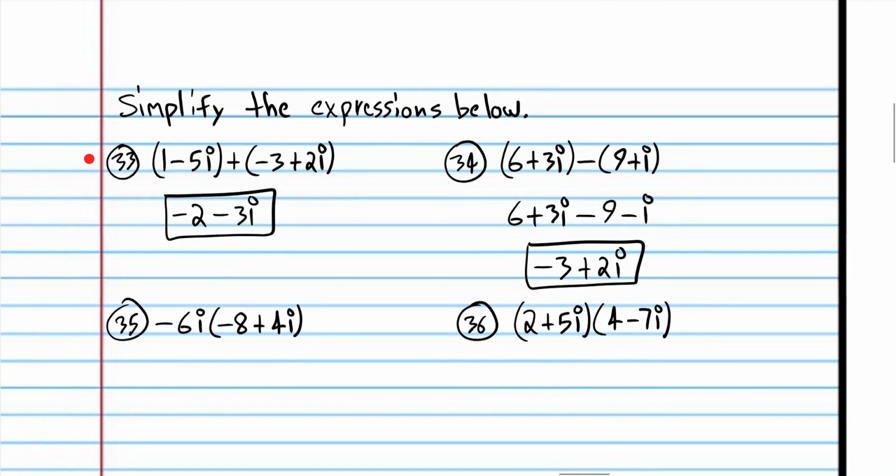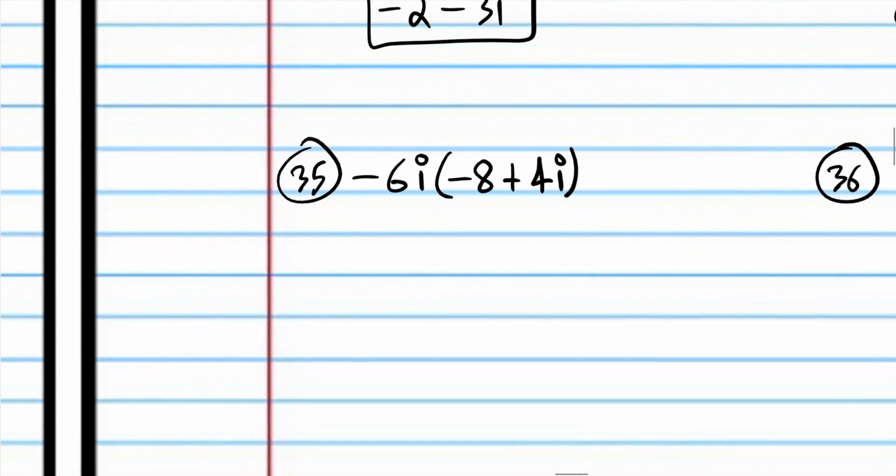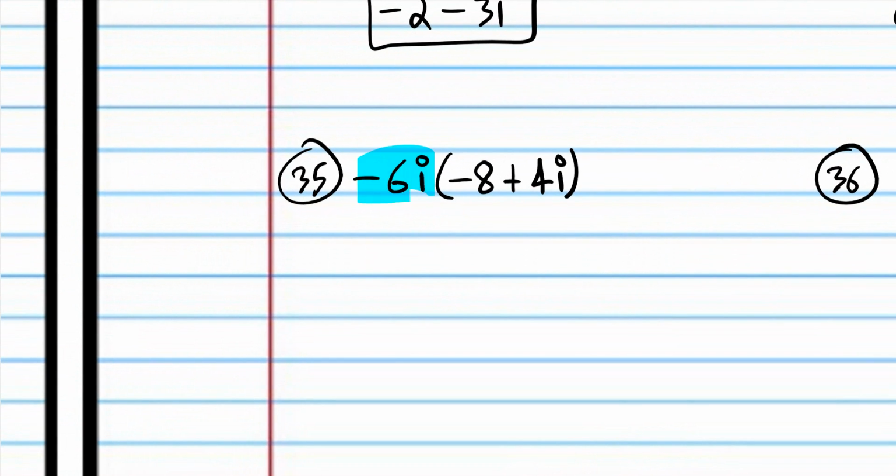So we subtracted. Now we're going to multiply. We're going to use distribution. So we're going to multiply negative 6i by 8 and by 4i.